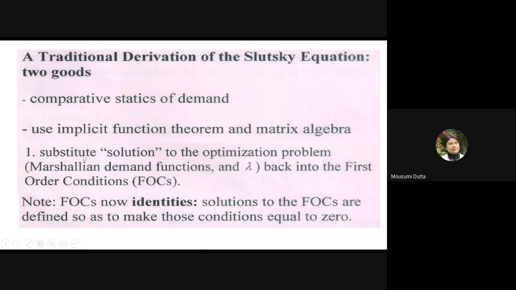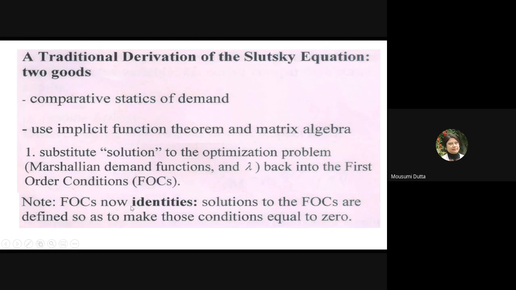Okay, so the first step: substitute the solution to the optimization problem, that is the Marshallian demand functions and the Lagrangian multiplier lambda, back into the first order conditions. So we have to start from the utility maximizing solutions, that is from the value function where there is a Lagrange multiplier. So it is indicating the constrained utility maximization context.